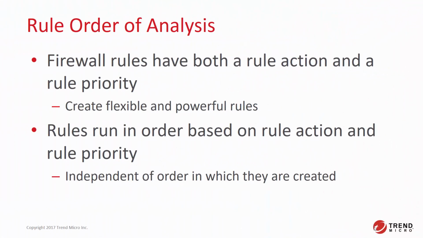Deep Security firewall rules have both a rule action and a rule priority. Used in conjunction, these two properties allow you to create very flexible and powerful rule sets. Unlike rule sets used by other firewalls, which may require that the rules be defined in the order in which they should be run, Deep Security firewall rules are run in an order based on the rule action and the rule priority, which is independent of the order in which they are defined or assigned.